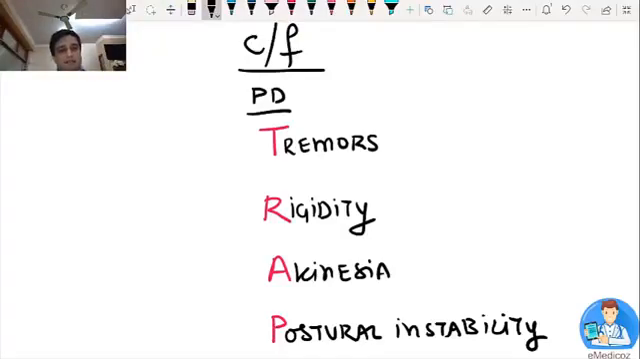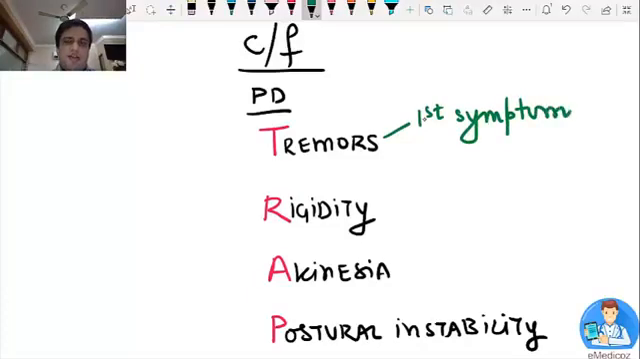Now, why is this mnemonic TRAP very important? Because most of the time in patients of Parkinsonism or Parkinson disease, one of the earliest or first symptoms they might come to me with, in 70% of the cases, the earliest symptom of Parkinson disease is often a tremor. Apart from this, the type of tremor that they face is known as a resting tremor.